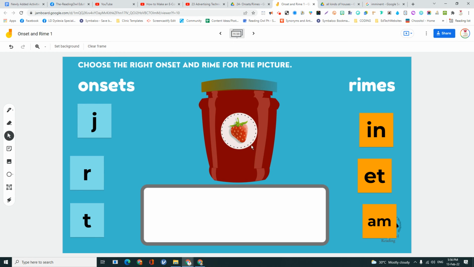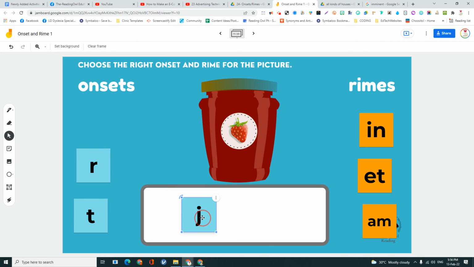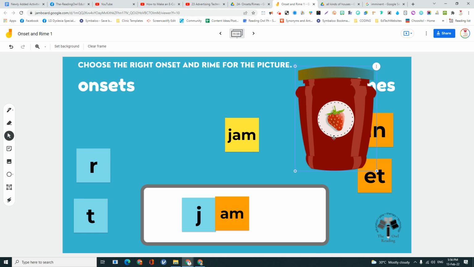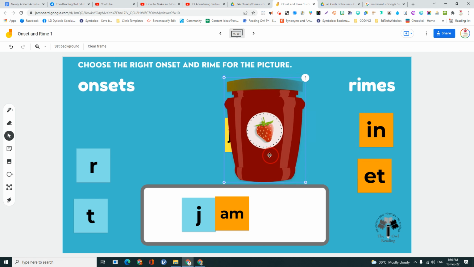So, how students will use it. The teacher will say the word is jam. What is the onset? They will pick among the three and say, "J, teacher." Very good. What is the rhyme? The word is jam, "am, teacher." Okay, look for the rhyme am. So, there you go. And then the word behind the picture is going to be the corrective measure, the corrective thing in the activity that will show them whether they're correct or they need more practice.